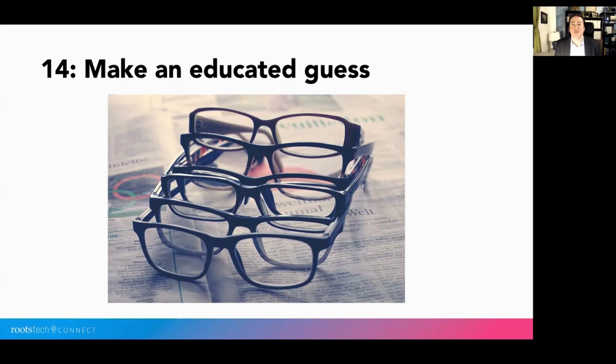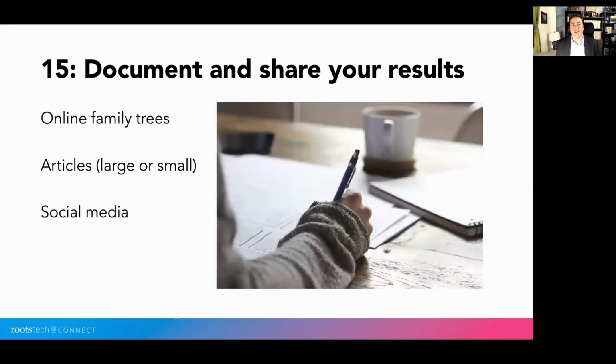And this leads me to the 15th and the final strategy, and that is to document and share your results. You might not be able to find a birth record, but you might be able to write an article that explains why you believe an ancestor had a specific birth date or a specific birth year. Document and share the experiences and the results that you had in trying to find that vital record. An article for your family, an article online, a peer-reviewed article for the scholarly genealogical journal. These are all possibilities of things that you can create.